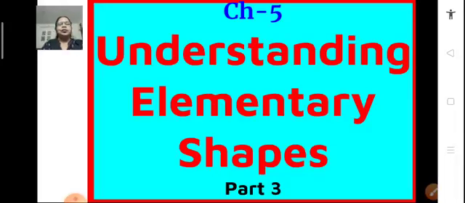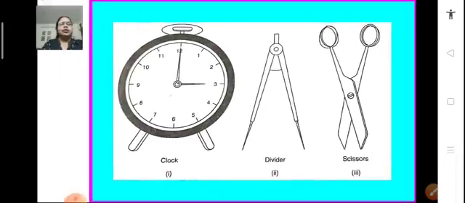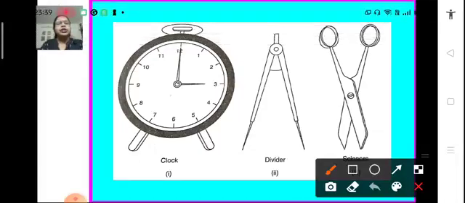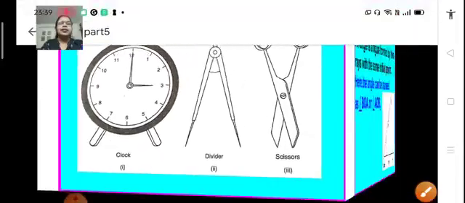In today's session, we are going to learn more about the angles and then we will proceed to solve the problems of exercise 5.2. Children, look at these pictures. Here you can see the angles formed by two hands of a clock or two arms of a divider and also by two blades of a scissor. So, what is an angle?